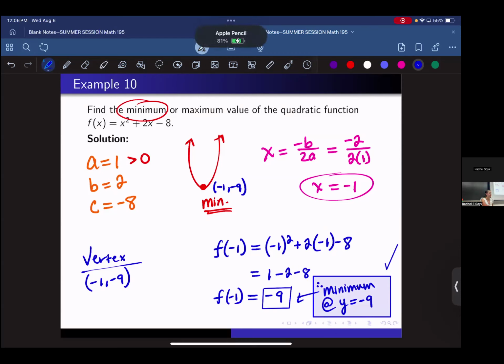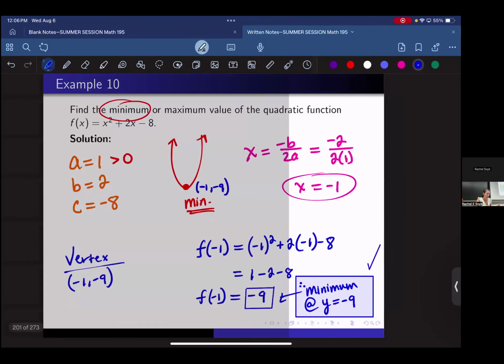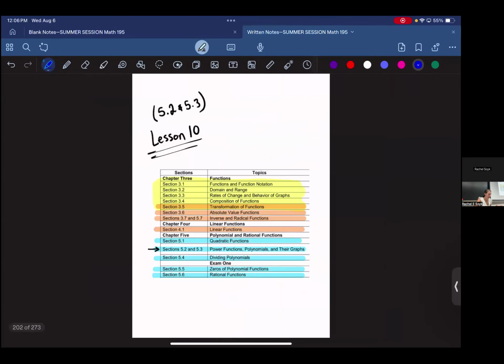Questions? So that concludes our section 5.1 dealing with quadratic functions. The next topic is going to be our power functions, polynomials, and their graph.